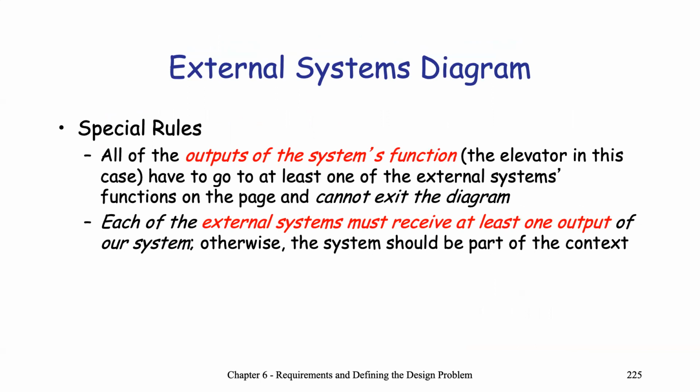There are special rules that you can be thinking about for an external system diagram. All of the outputs of the system's functions, and each of the external systems, must receive at least one input. So the outputs of the system's functions have to go to at least one of the external systems, and the external systems must receive one output. So there has to be an input and an output between these interfaces.